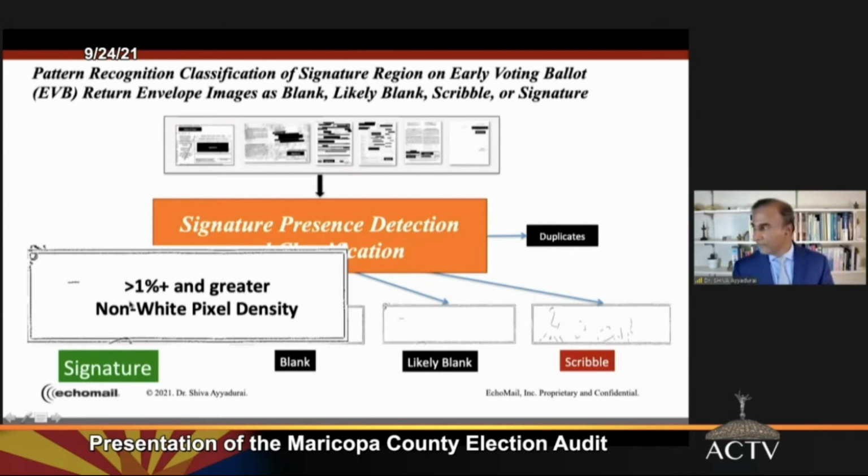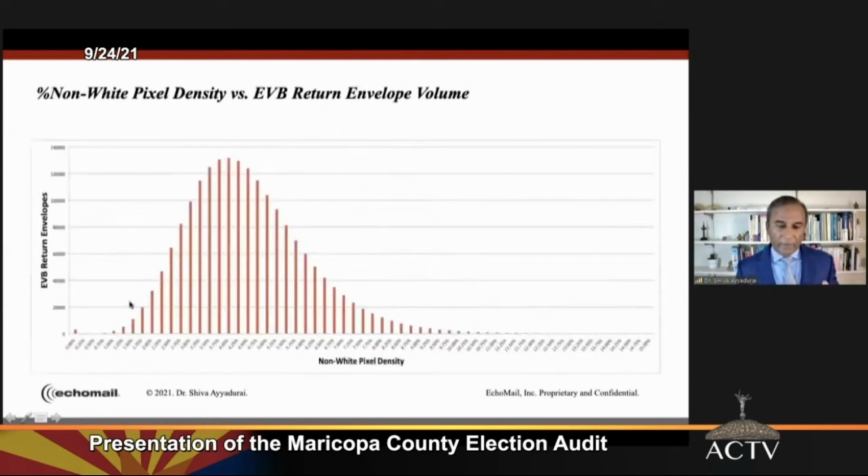All right. Then what we did was we did a distribution curve. We looked at all of the ballots and we did a distribution of pixel densities, just to give you an idea of how liberal we were in accepting something as a signature.